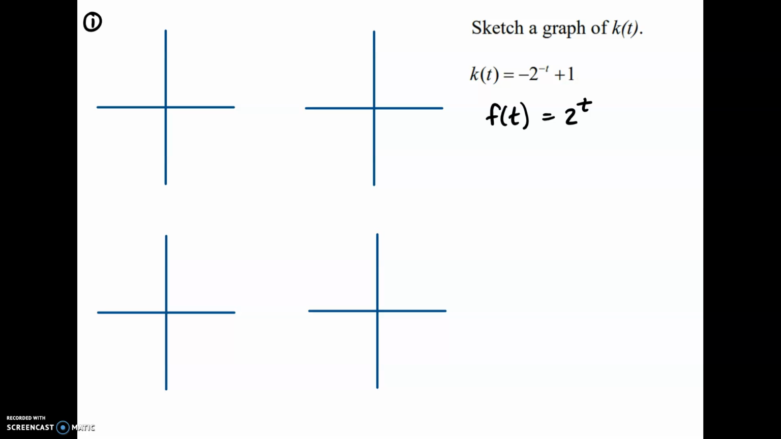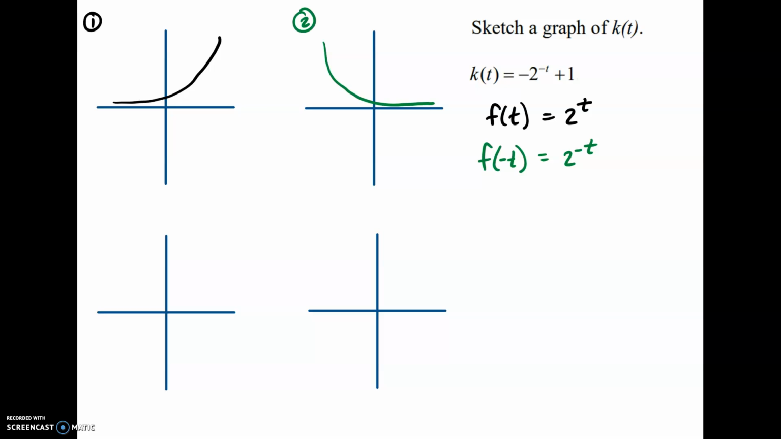And that just looks like this. Okay, so now what if I do a horizontal reflection on that, right? So horizontal reflections are when we plug in the negative value of the variable. So f of -t would equal 2 to the -t, right? So that's going to give us something that looks like this. Okay, so far so good.